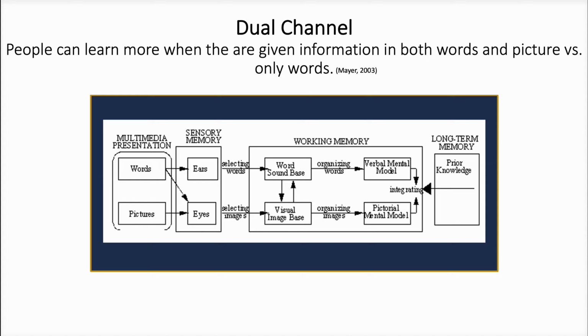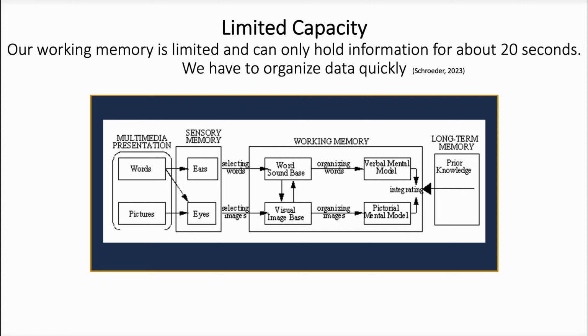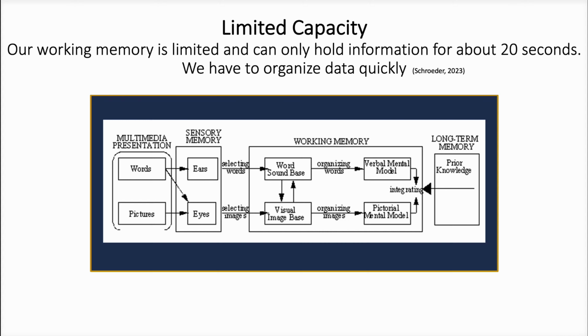That processed information takes us to the second assumption of CTML, which is limited capacity. Limited capacity refers directly to our limited working memory, which can only hold on to information for about 20 seconds. And this means that our brains need to organize the words and images that we receive quickly so we can move on to the third assumption, which is active processing.